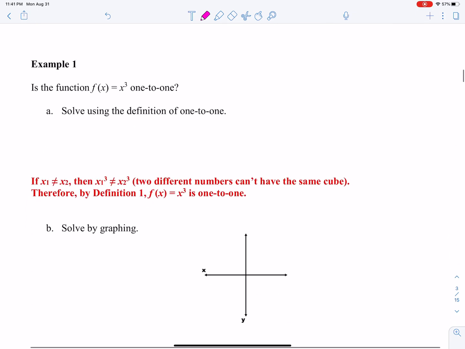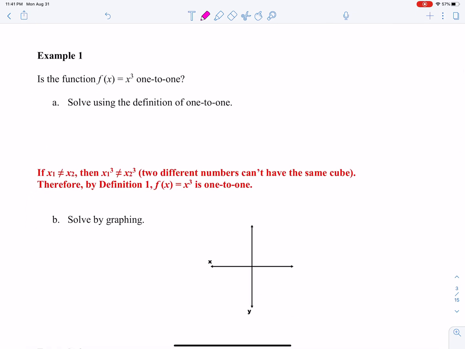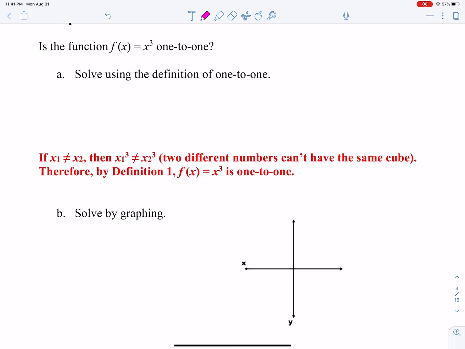Okay, so let's do a couple examples. Is the function f of x equals x cubed one-to-one? Let's look at that definition here. So I had it all written out for you here. If x1 is not equal to x2, then x1 cubed would not be equal to x2 cubed, right? In other words, two different numbers cannot have the same cube. 2 cubed and 3 cubed, definitely not equal, right? All right, so therefore by the definition up above, f of x equals x cubed is one-to-one.